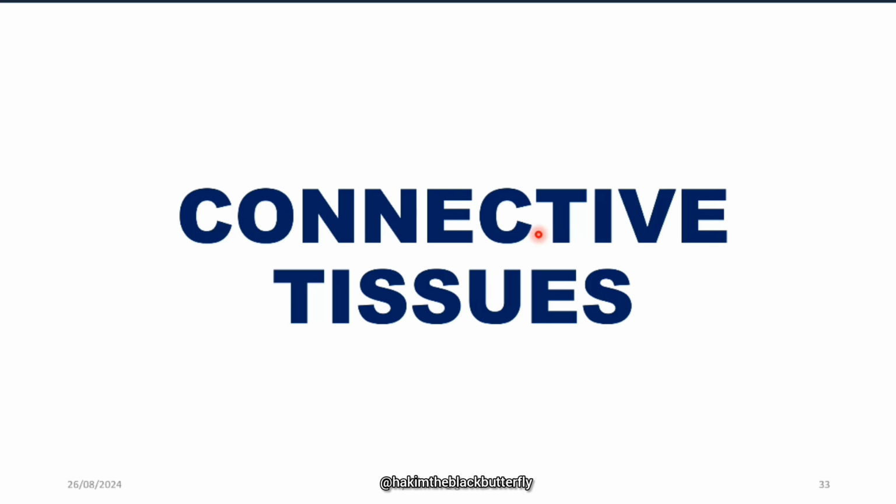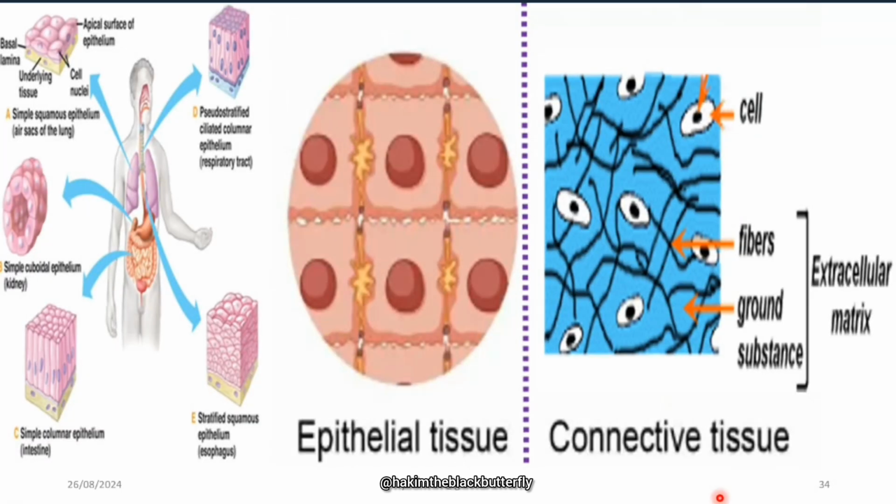And these tissues are not the same as epithelial tissues. Epithelial tissues were just made up of linings that are only made up of cells that are firmly connected together. But connective tissues are going to be made up of cells, but also many components around the cells. These components around the cells, we call them extracellular matrix. They form the extracellular matrix.